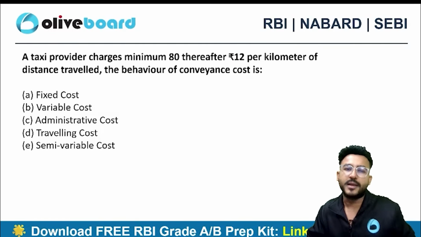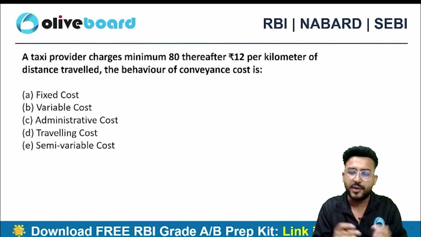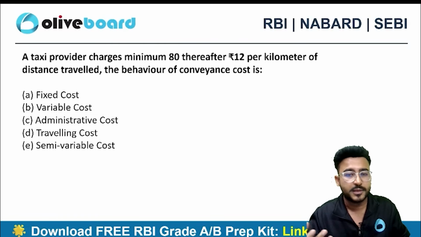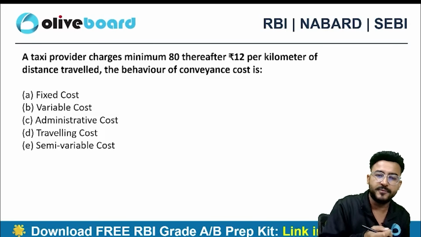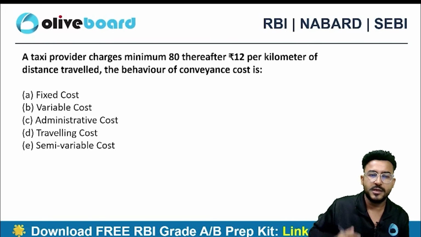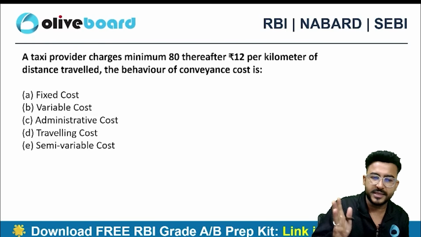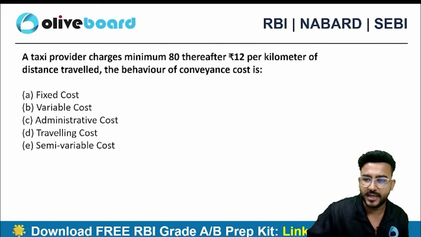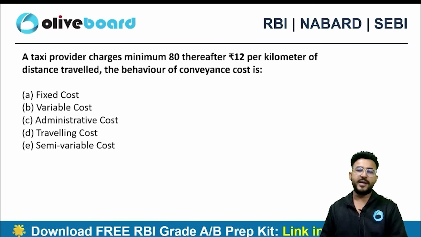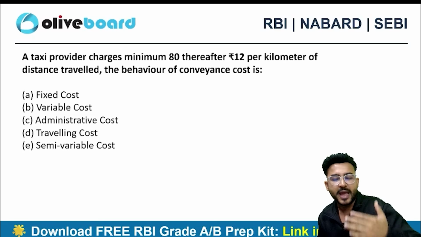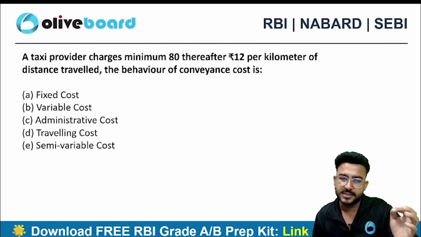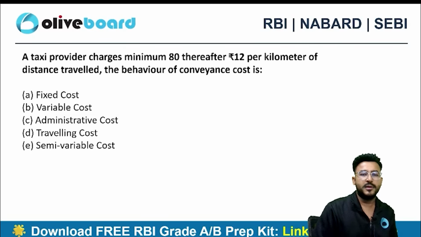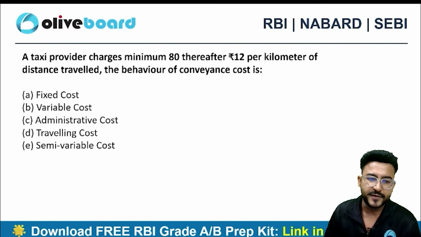Next one, a taxi provider charges minimum 80 rupees and thereafter 12 rupees per kilometer of distance traveled. What kind of behavior is this? Fixed, variable, administrative, traveling cost, or semi-variable cost? What do you think? The taxi provider will first take 80 rupees from you, and then he will start charging 12 rupees per kilometer for the distance traveled.